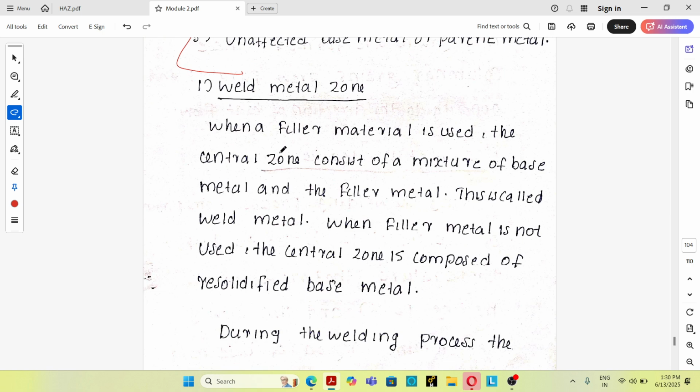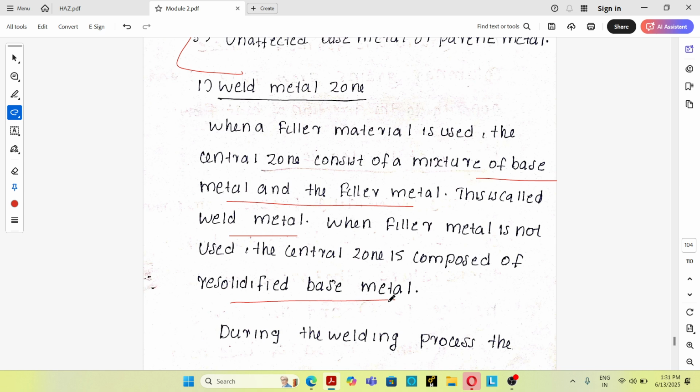The weld metal zone is the fusion zone, that is the material that becomes molten during the welding process. When a filler metal is used, the central zone consists of a mixture of base metal and filler metal. This is called weld metal. When filler metal is not used, the central zone is composed of resolidified base metal. So the weld zone is the fusion zone or central zone where molten weld metal is present.